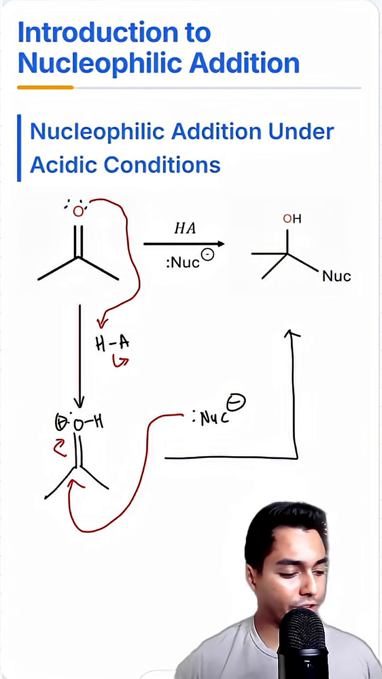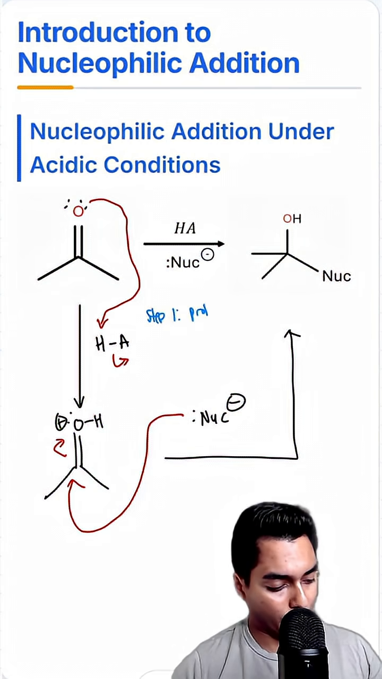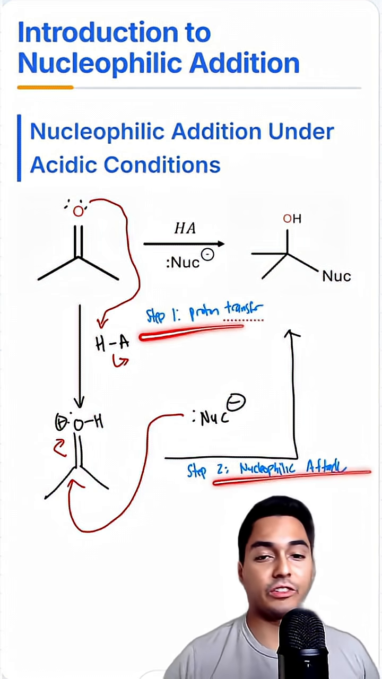So in this case, under acidic conditions, we get the same exact product, but the steps are reversed. Step 1 is the proton transfer, and then for step 2, we have nucleophilic attack. So two ways of getting the same product.